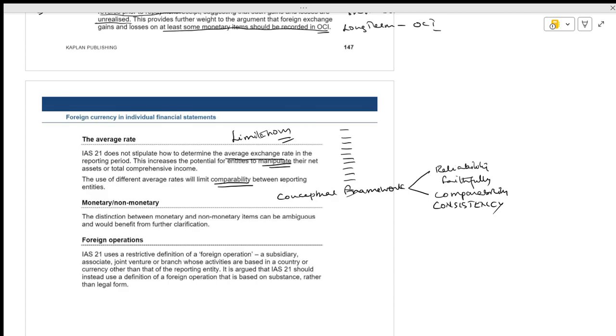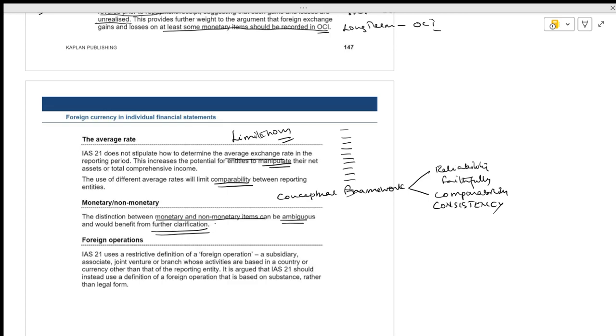The distinction between monetary and non-monetary can be ambiguous and would benefit from further clarification. See, on what basis is it? See, inventory. We say inventory is a non-monetary item, but inventory is part of the current assets. Is it right? It is part of the current assets, but inventory has been classified as a non-monetary item. There is a big argument which is going to be worked out.